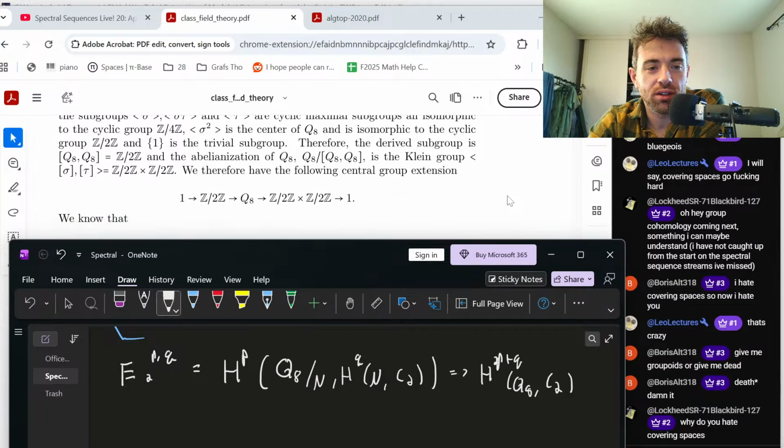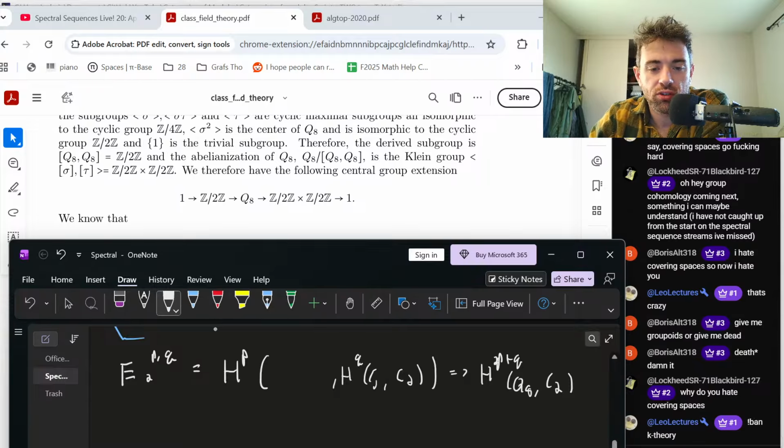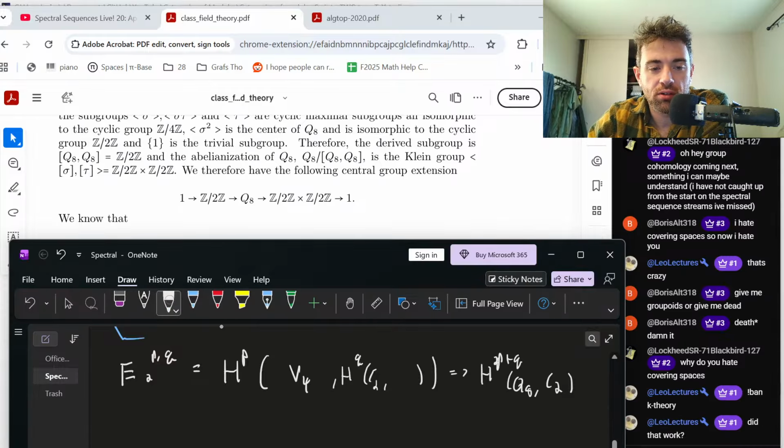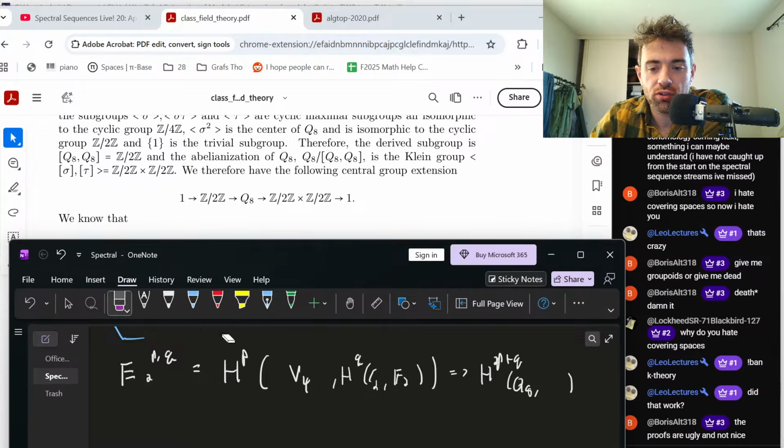Okay, yeah, the commutator. Oh, the commutator is just C2. Okay, nice. So this should become Klein. Right, so this is C2. This should become Klein. And maybe I'll rewrite this as F2 just because it's our coefficients.